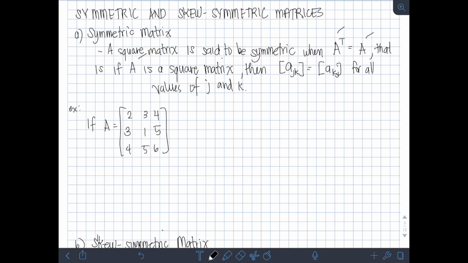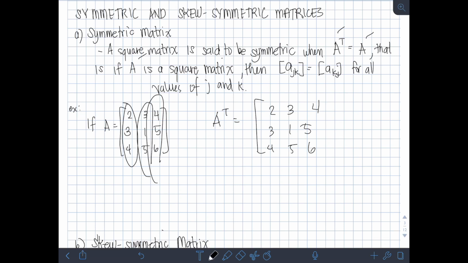So, halimbawa, itong matrix natin na 2, 3, 4, 3, 1, 5, 4, 5, 6. So, pag hinanap natin yung A transpose niyan, pagbabaliktarin rin natin yung positions ng rows at columns, right? So, let's say itong 2, 3, 4 na first column magiging first row. Itong second column na 3, 1, 5 magiging second row. Itong third column na 4, 5, 6 magiging third row.